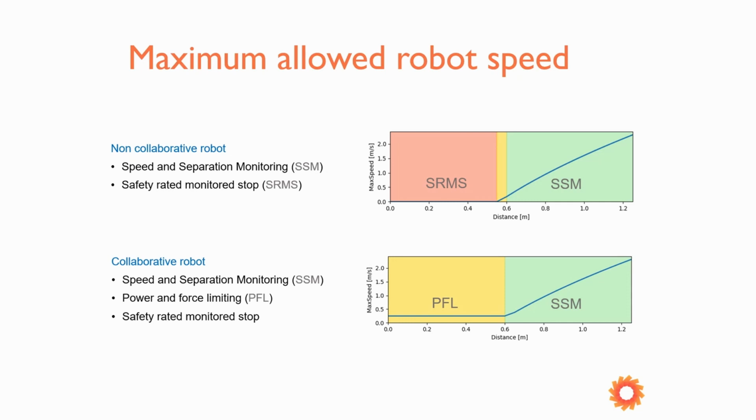Over this distance, you can increase the speed of the robot depending on the distance between the human and the robot. On the other side, with a collaborative robot, under that threshold distance, we can switch the robot to a power and force limiting mode. So we can allow the robot to still move, also at lower speed and with lower force, until the touch occurs between the human and the robot.